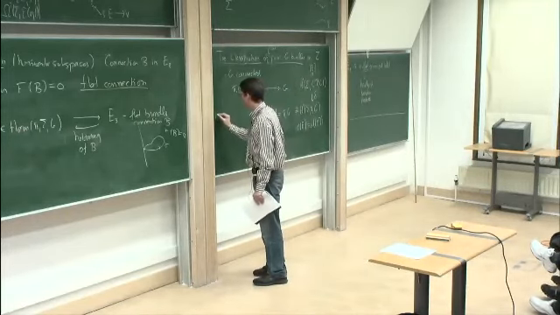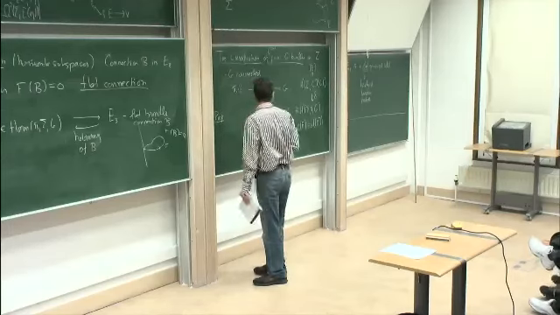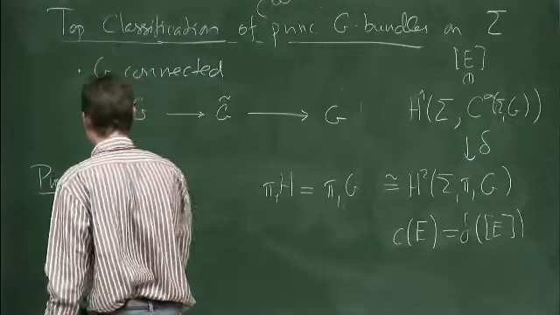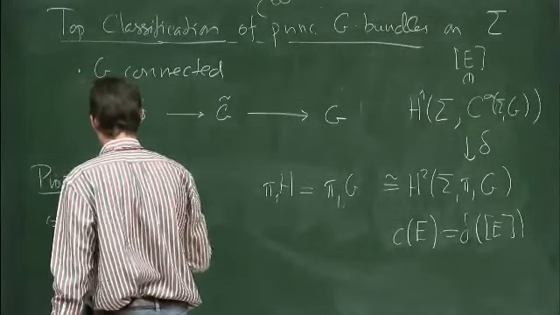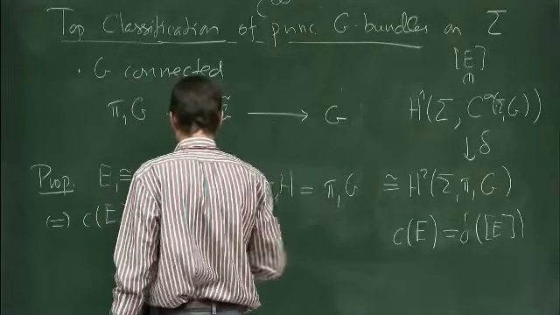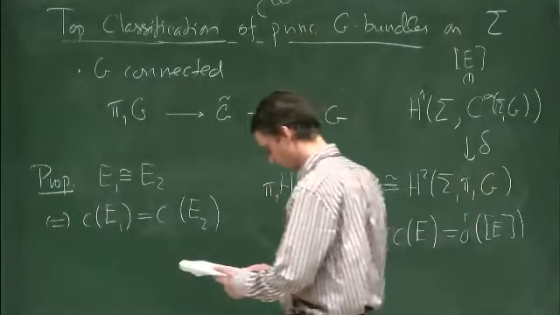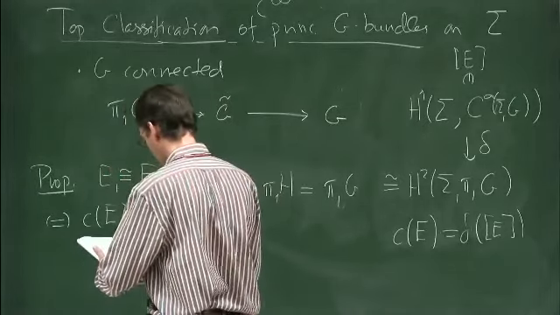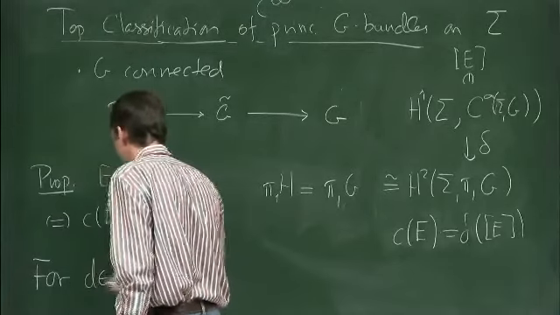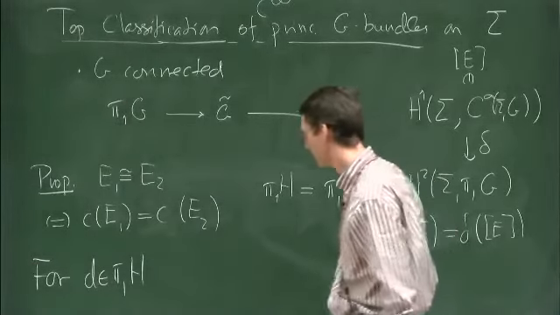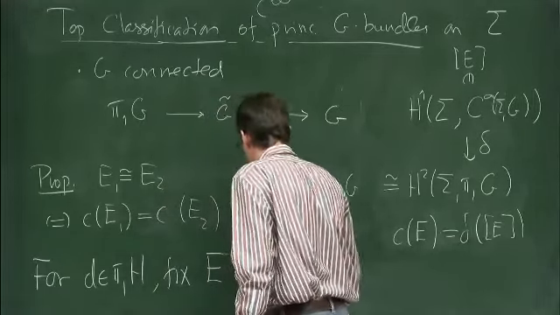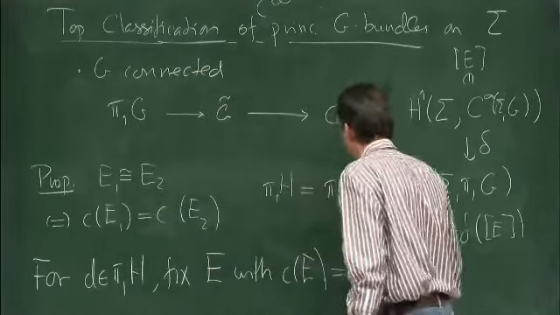Okay, so then you can take as a proposition that E1 is isomorphic to E2 if and only if they have the same class, C of E1 equals C of E2. Okay, so for some D in pi 1 of H, which is the same as pi 1 of G, let's fix E with C of E equal to D.